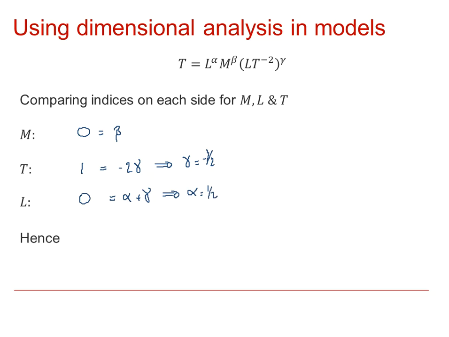So now we can transfer those values of beta equal to 0, gamma equal to negative a half, and alpha equal to a half to our formula, to give us the fact that the period must be equal to k, the constant, the length to the power a half, mass to the power 0, and g to the power negative a half. More usually that's written as the period is equal to a constant k times the square root of L over g.